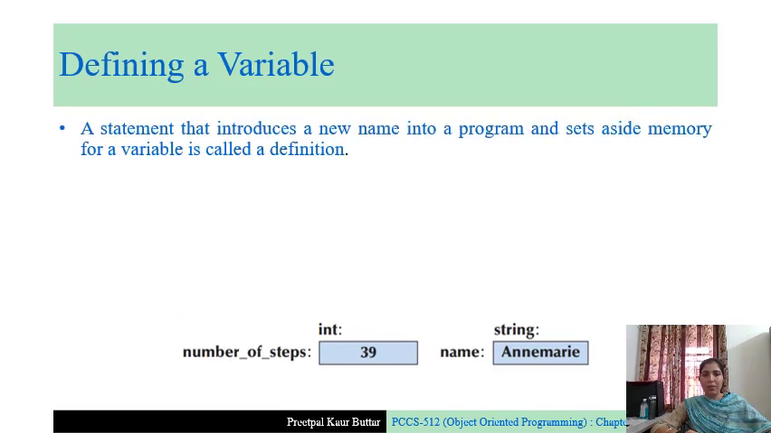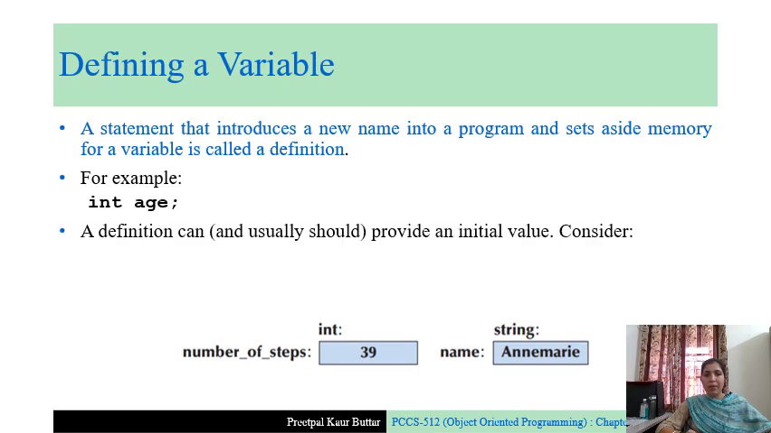Defining a variable. A statement that introduces a new name into a program and sets aside memory for a variable is called a definition. For example, int age. This is a definition. Here we are defining or introducing a new name. The name is age and we are also allocating memory to this variable. A definition can and usually should provide an initial value. For example, string name is equal to Anna-Marie. So here we are also providing an initial value.